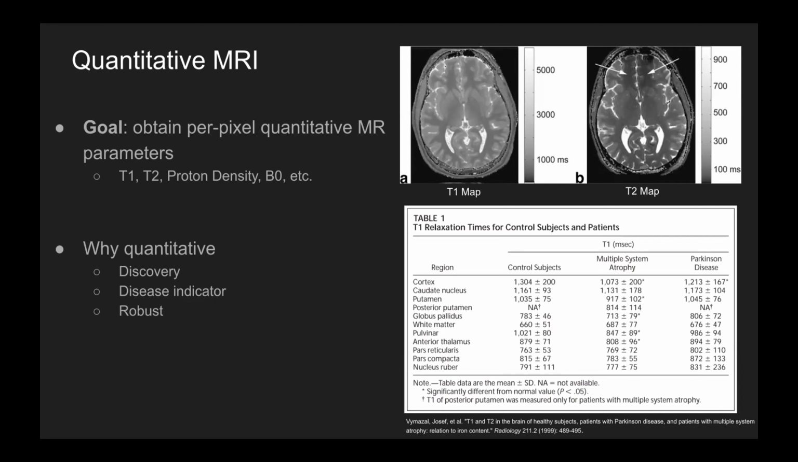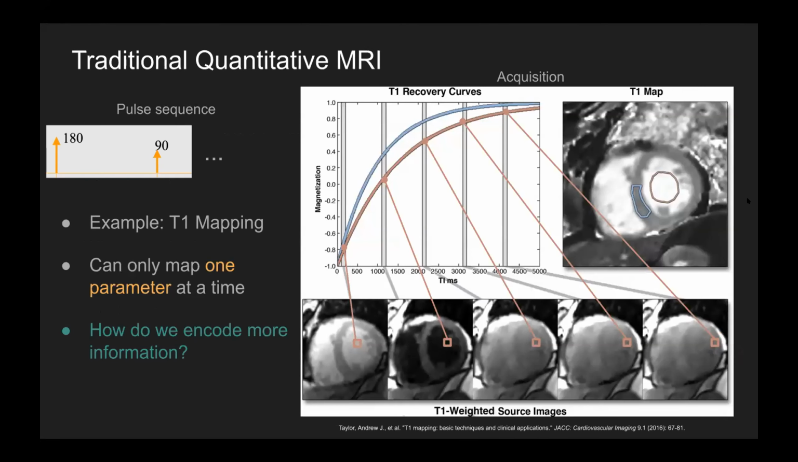There are certain situations where qualitative MRI may fail. So think about a situation where I globally increase all of the T1 values of some image. Because a qualitative MRI is relative, it might miss something like that. So let's start by looking at a traditional quantitative MRI method. Here is T1 mapping.